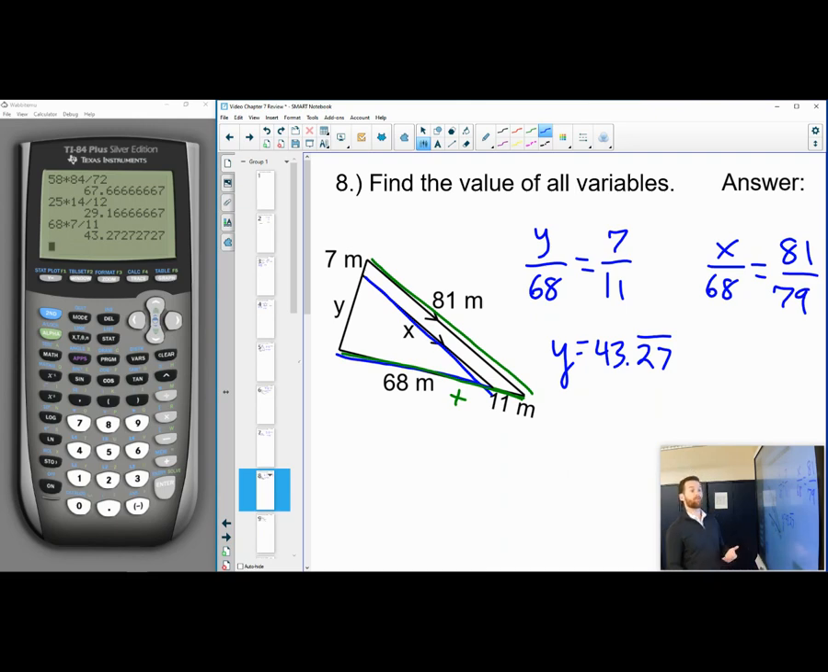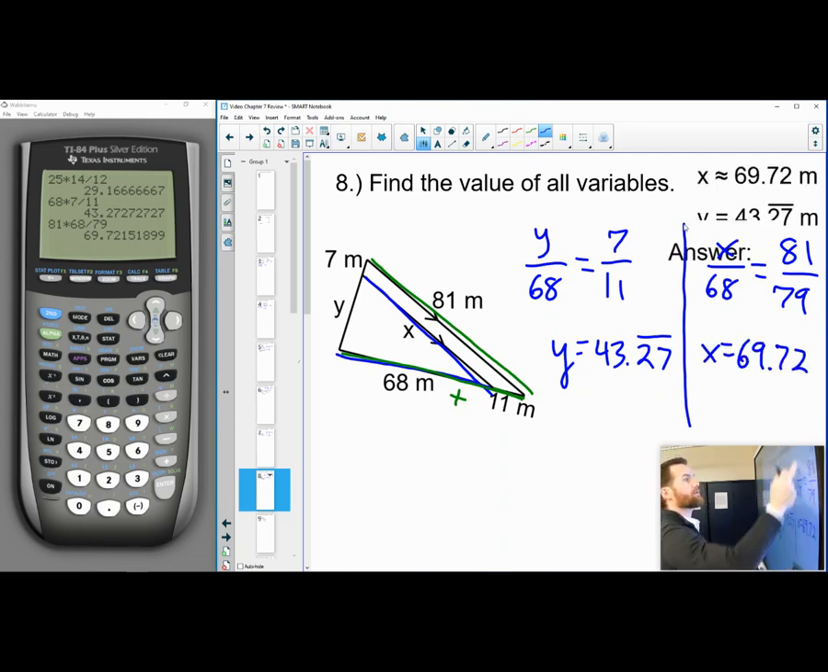And now we can cross multiply. So 81 times 68, divide by the third number, which is 79, and we get 69 point, what is that, 72? X equals 69.72. We check our answers. Oh yeah, that should be an approximate because I did round there, didn't I? Yeah, that was my bad. So X is approximately 69.72, and Y is exactly 43.27, repeating.